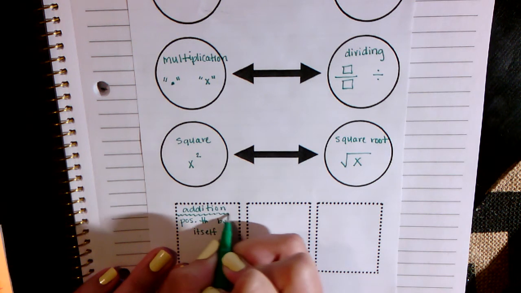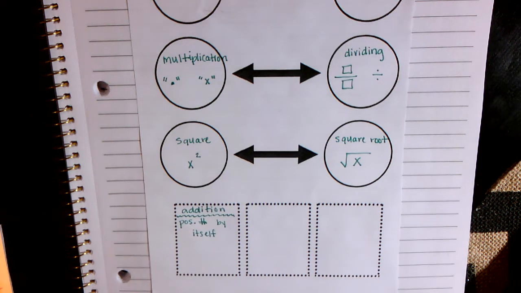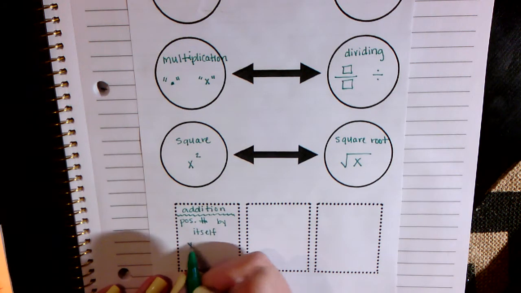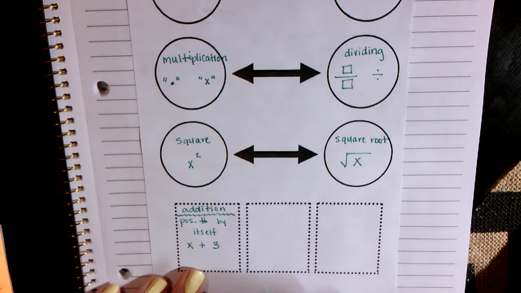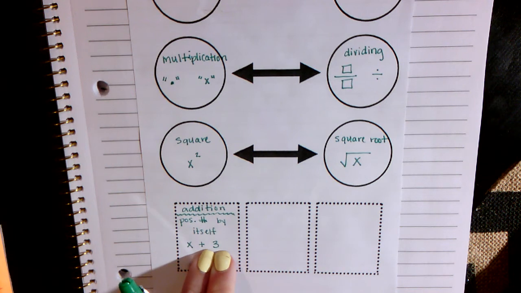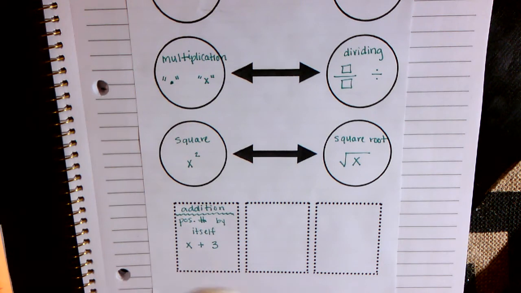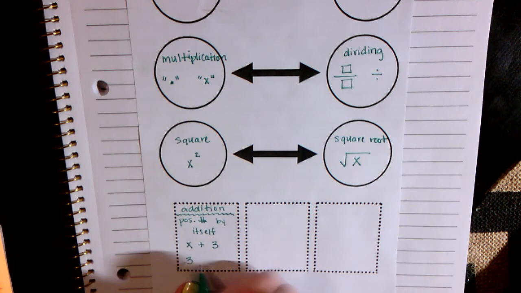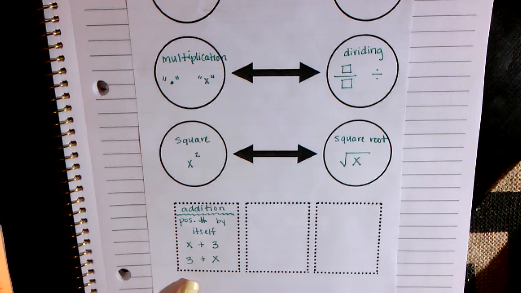Let's split that apart right there. Okay, addition, it's a positive number by itself. So you can have a variable plus a number, right? This is a positive number by itself being added to a variable. You can rewrite this way, 3 plus x, right?